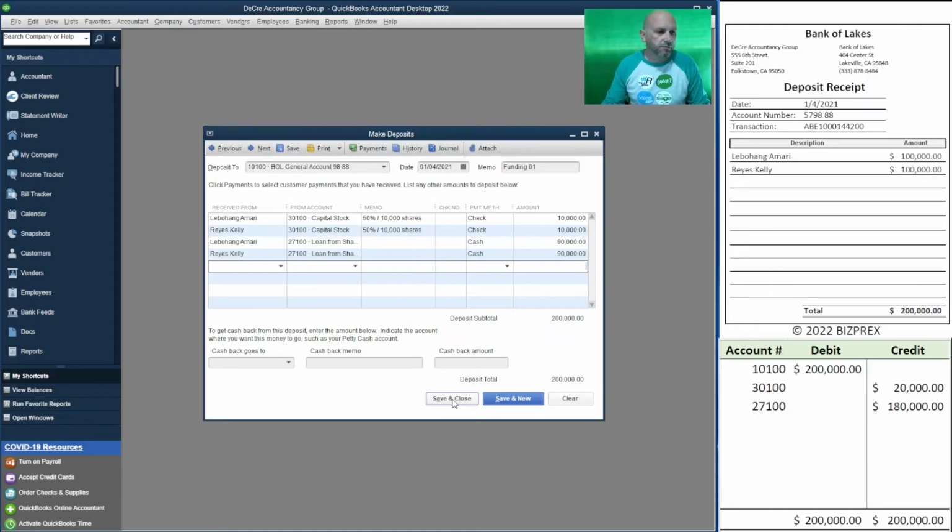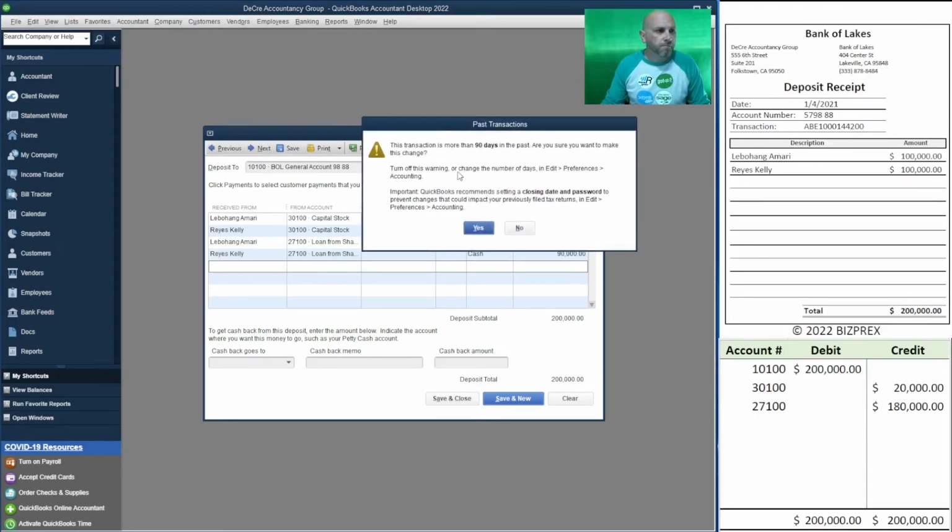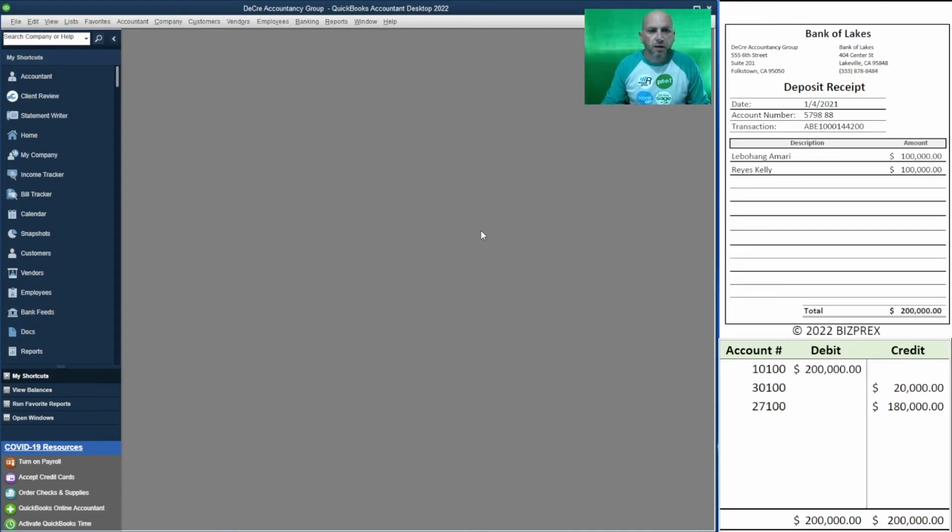We're going to go ahead and save and close this one. It's transactions 90 days. Yeah, we can turn off this notification, and we will. But again, when you are actually booking in live mode, this is a good reminder by QuickBooks to tell you, hey, is your date correct? So yes, it is correct. All right, so we booked that successfully.